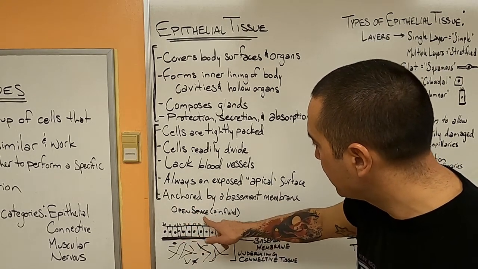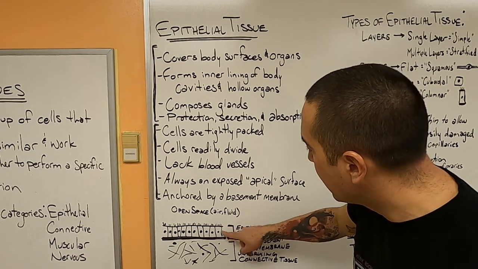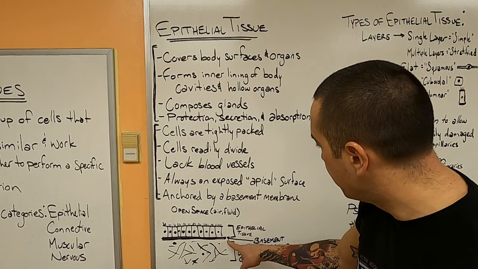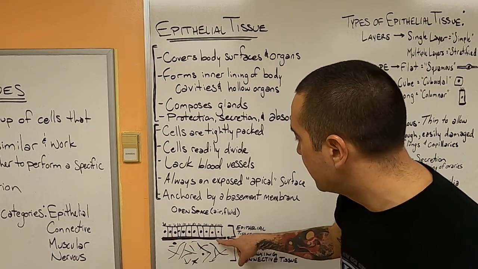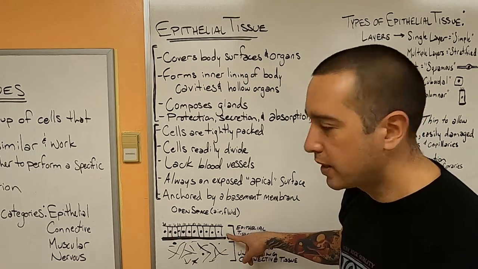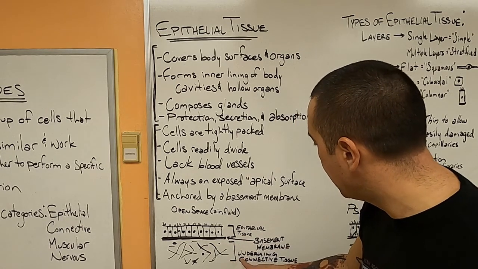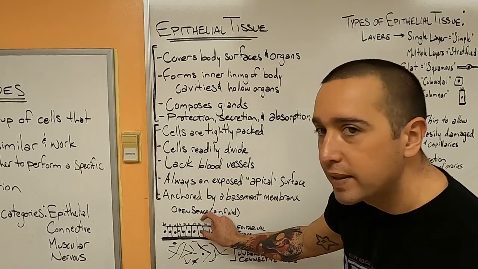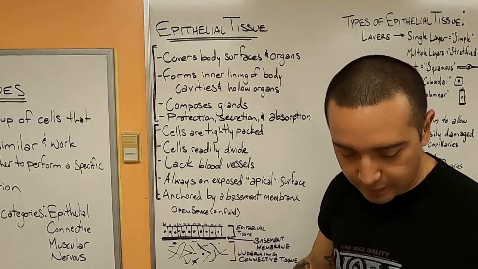Here's a diagram. So you have an open space, whether it's air or a fluid, and then this layer only is your epithelial tissue. There's a basement membrane, sometimes not visible, sometimes a little bit thicker. And then underneath here, I've put the underlying connective tissue. This is not part of the epithelial tissue, only this layer is the epithelial tissue.